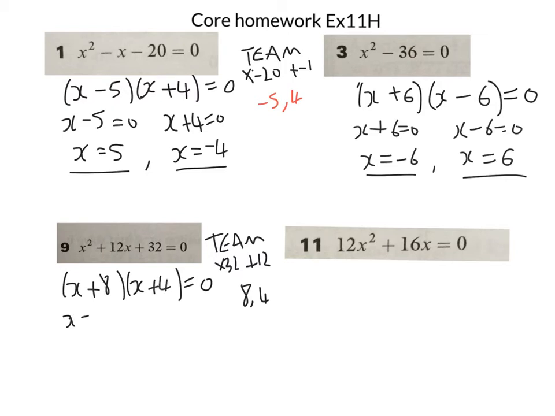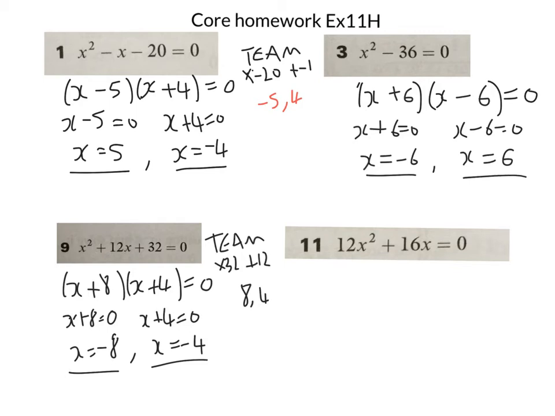So x plus 8 equals 0, or x plus 4 equals 0. On the first equation, subtract 8 from both sides to get x equals minus 8. On the second equation, subtract 4 from both sides, and you get x equals minus 4.